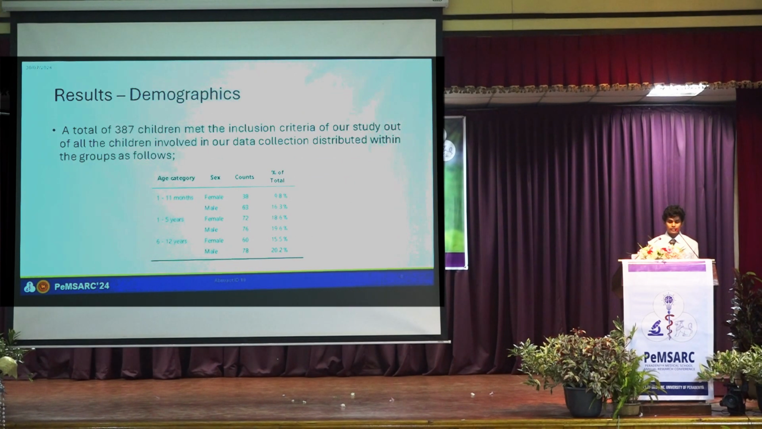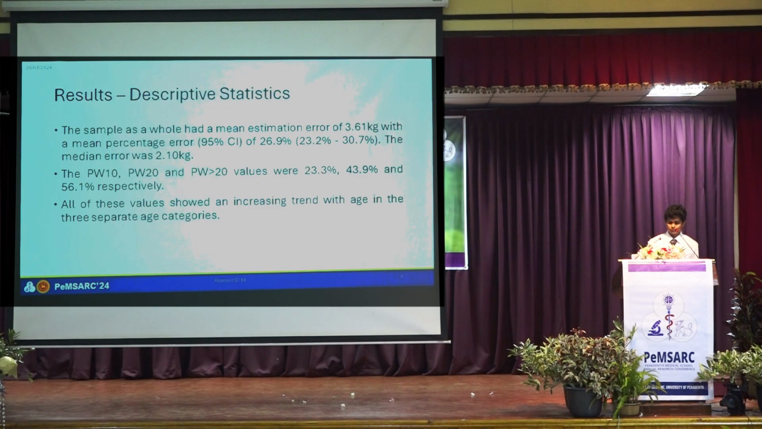So a total of 387 children met the inclusion criteria of our study, and the demographics are shown below. We actually had slightly more male participants, and participants in the 1 to 5 years category were relatively more. The sample as a whole had a mean estimation error of 3.161 kg with a mean percentage of error of 26.9%. The PW10, PW20 and PW more than 20 values which I described earlier were 23.3, 43.9 and 56.1 respectively. And the interesting thing was that all these values showed an increasing trend with age in the sample.